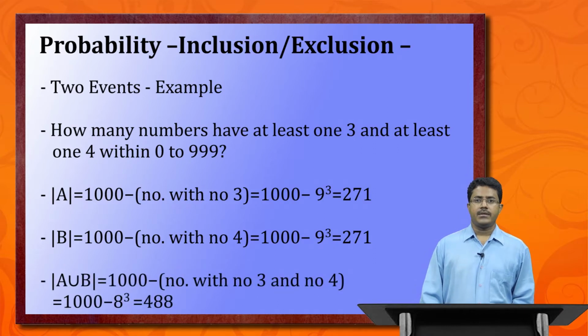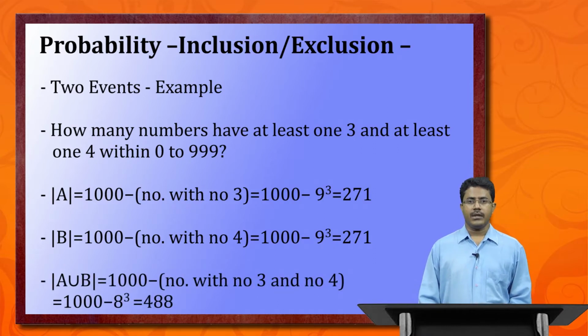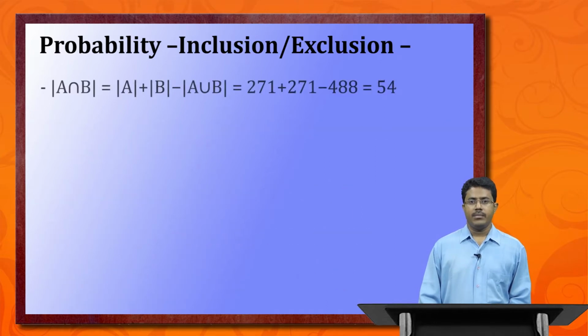A union B means numbers with a 3 or a 4, so the complement is numbers with no 3 and no 4. There are a total of 1000 numbers and 8 possibilities per digit. So 1000 minus 8 cubed equals 488. Similarly, we can calculate A intersection B equals A plus B minus A union B. That means 54 numbers have at least one 3 and one 4.